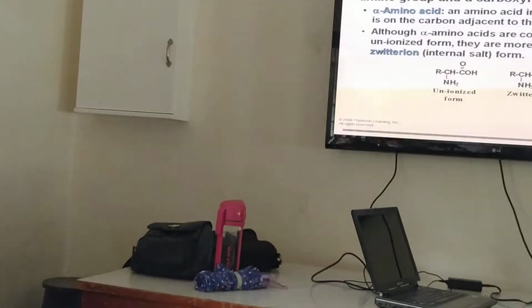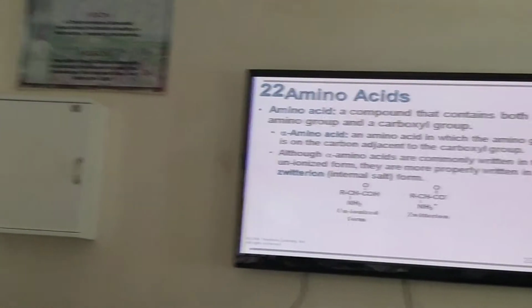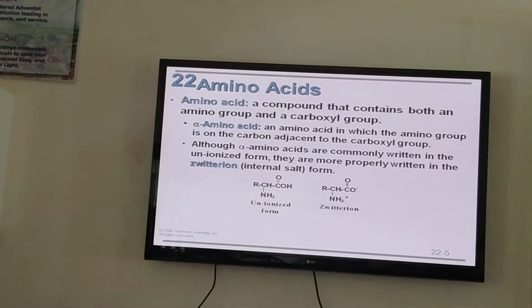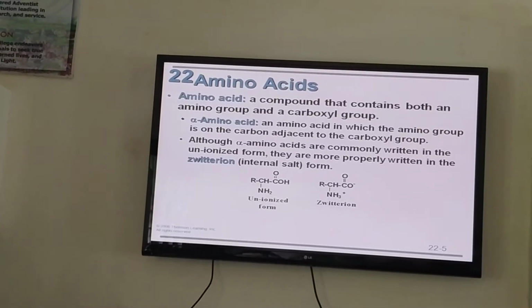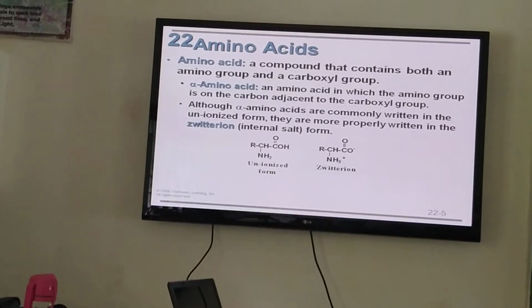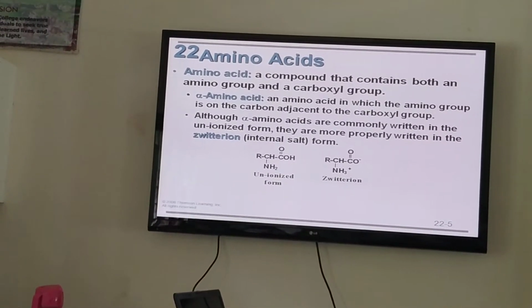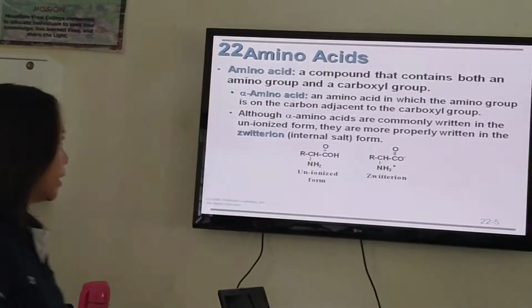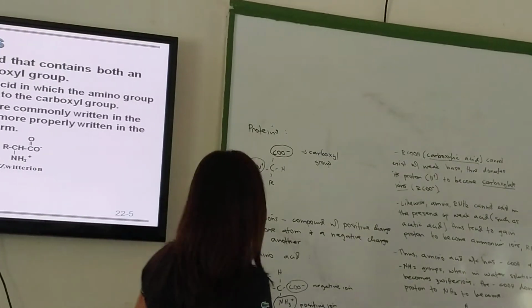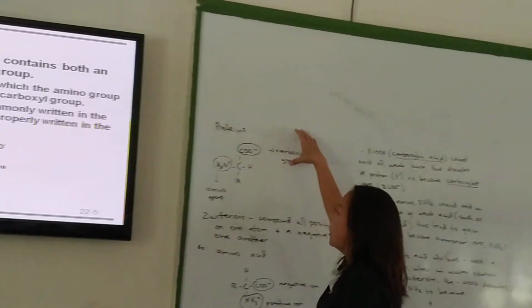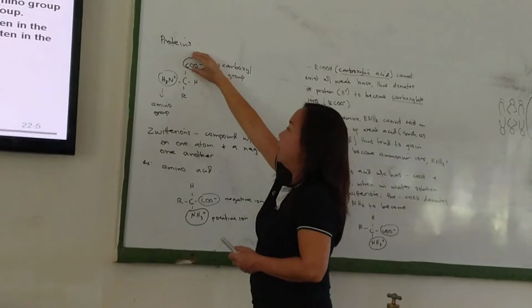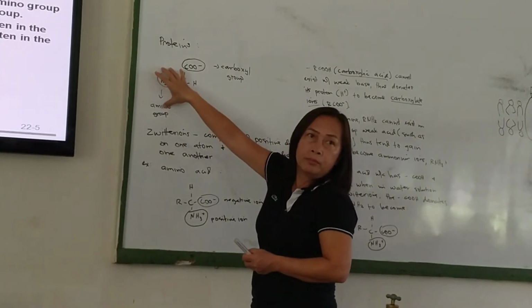Now, since proteins are made up of amino acids as their building blocks, what are these amino acids? An amino acid is a compound that contains both an amino group and a carboxyl group. So this is the structure of an amino acid: the carboxyl group and the amino group.